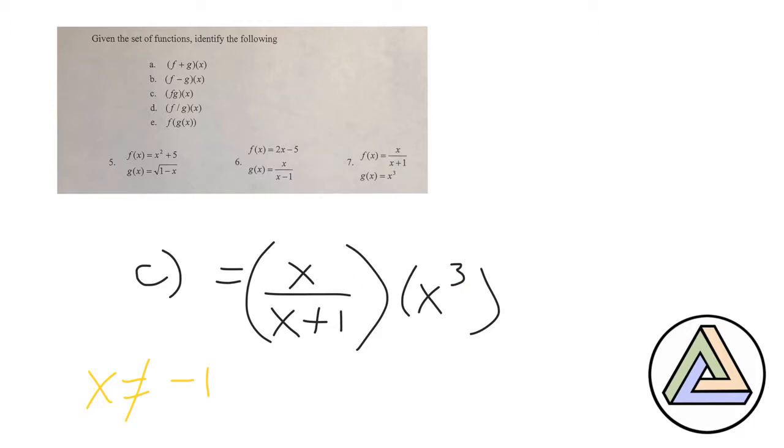Multiplying this straight across, keeping in mind there's an invisible 1 underneath there. So it's really just multiplying 2 fractions straight across. And when you do that, you multiply the numerator times the numerator. So that's going to be x to the 4th all over x plus 1. And believe it or not, that is all you need to write right there. That's the final situation for c.